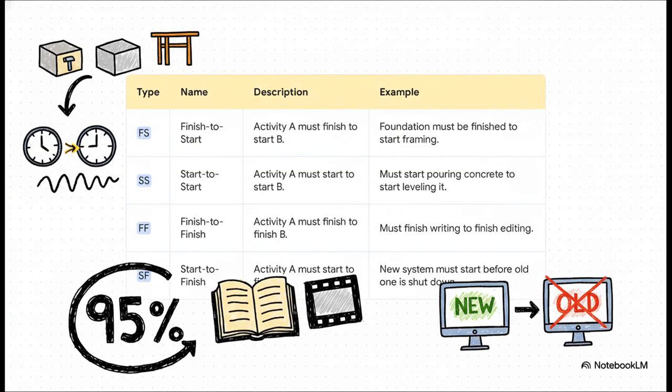Let's make this real with some examples. Finish to start is your workhorse. You'll use it for like 95% of your activities. The others are more specialized, but check out that start to finish example. The new system has to be up and running before you can finish shutting down the old one. It's a lifesaver for avoiding downtime in a critical system switchover.